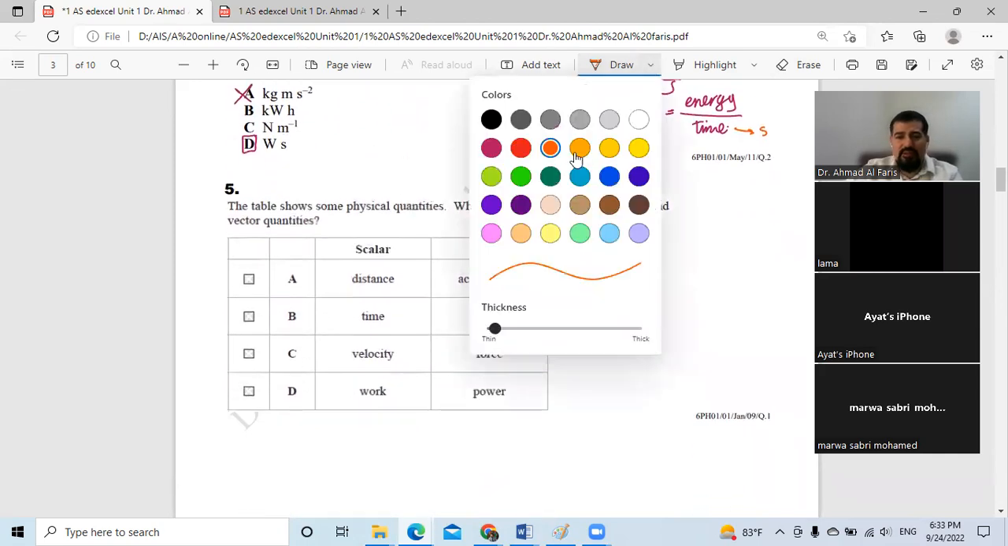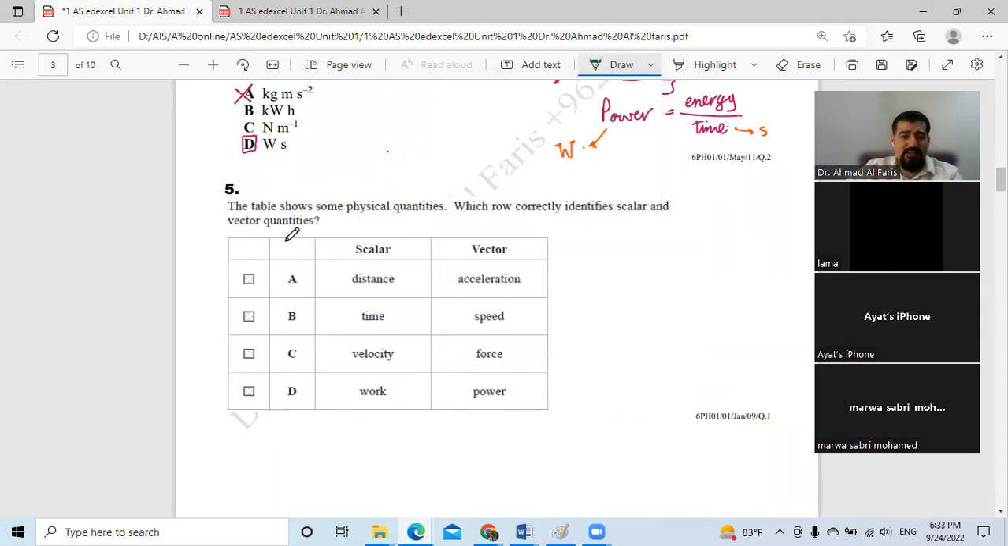Question number 5. Who can tell me which one is the correct answer in number 5? The table shows some physical quantities. Which row correctly defines scalar and vector quantities? Distance is a scalar. Time is a scalar. Work is a scalar. Velocity is a vector. Acceleration is a vector. Force is a vector. So which one is the correct answer? Yes, exactly. It's part A. Yes, thank you, Yusuf.